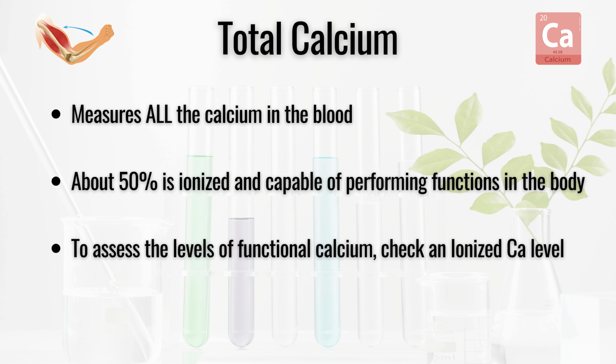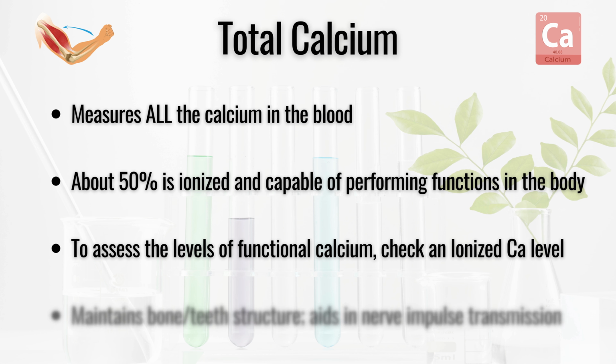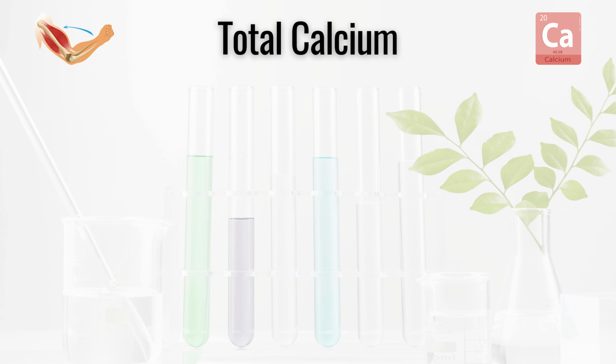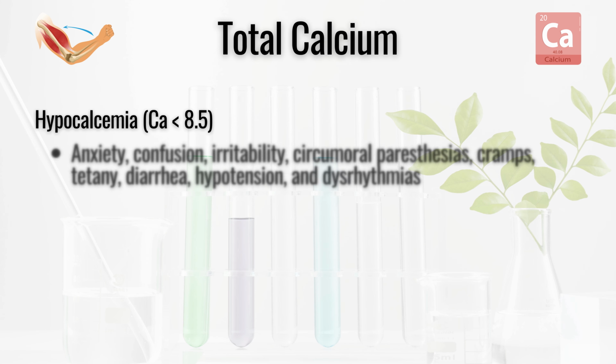Calcium has many functions in the body, like maintaining bone and teeth structure, but similar to potassium, it plays a major role in nerve impulse transmission. It can definitely affect the heart, but its clinical manifestations tend to be more obvious in the skeletal and smooth muscles. A low serum calcium or hypocalcemia can cause anxiety, confusion, irritability, paresthesias, especially around the mouth, cramps, and tetany. Other signs and symptoms include diarrhea, hypotension, and dysrhythmias.